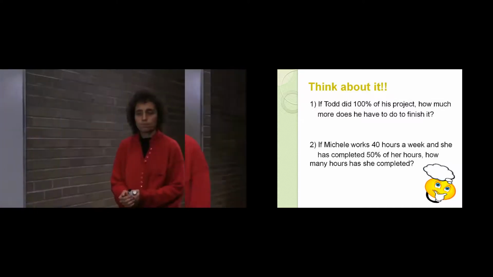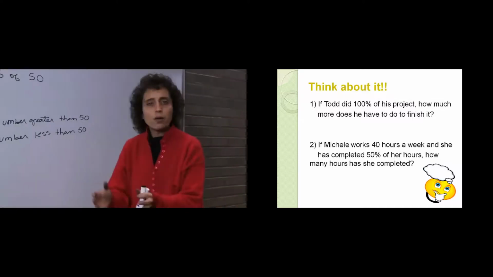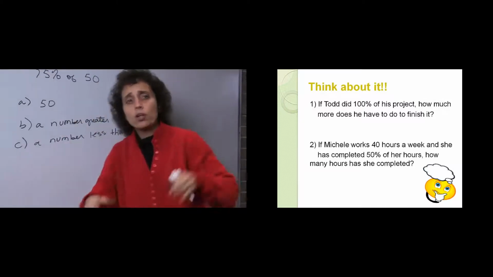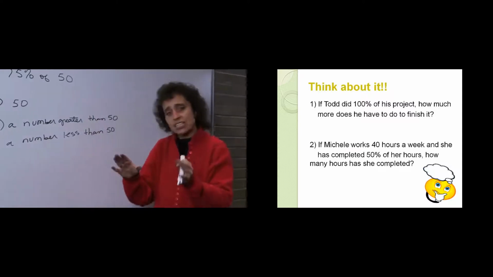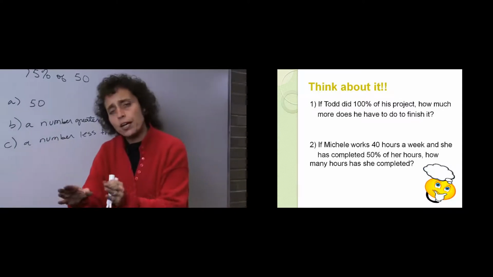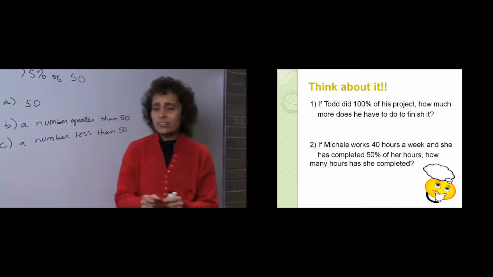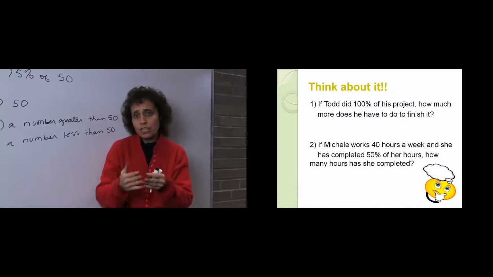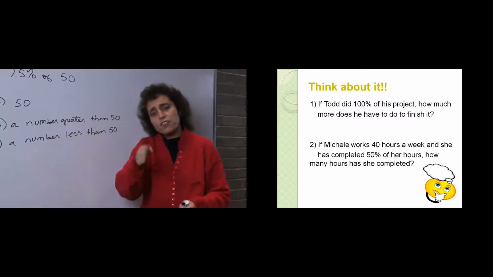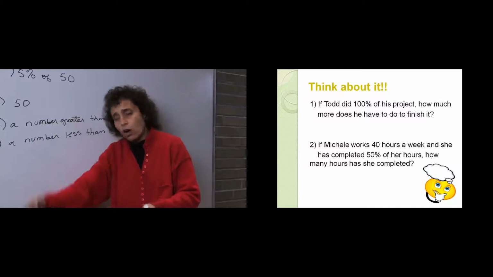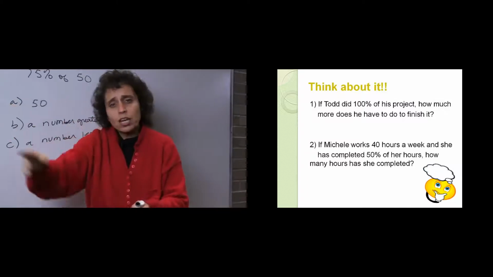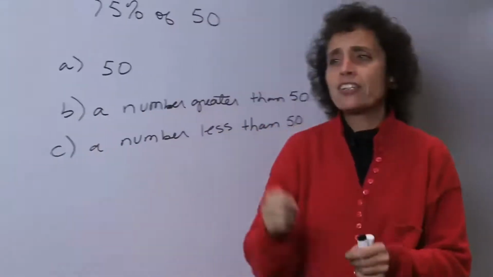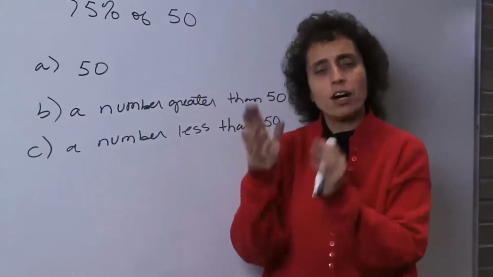That's number one. If Michelle works 40 hours a week and she has completed 50% of her hours, how many hours has she completed? Well, she works 40 hours the entire week and she's completed 50% already. What does 50% really mean? 100% means the whole thing. From our last lesson, we understand that 50% is half of that. So she has completed half of those hours, which is 20 hours, half of 40.